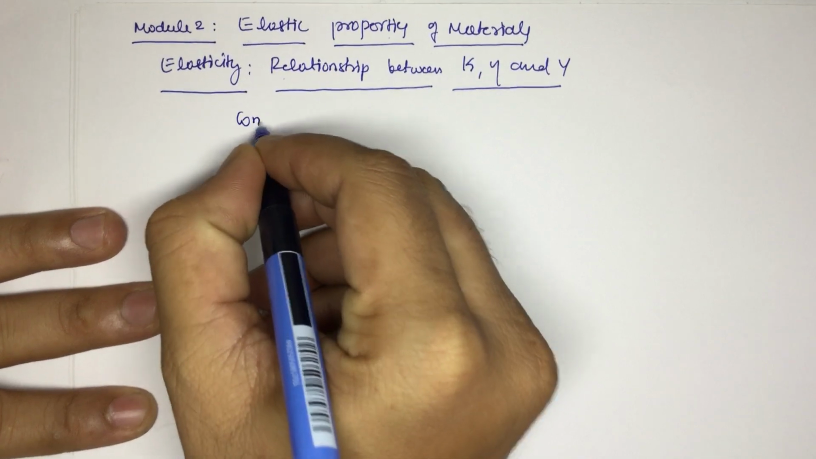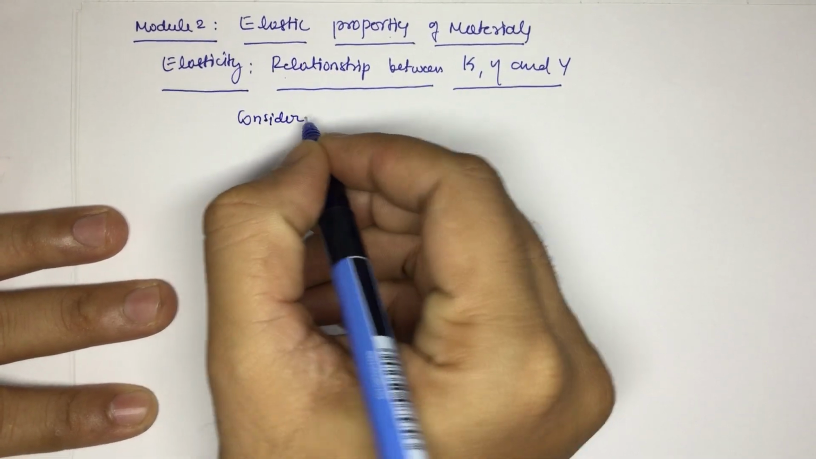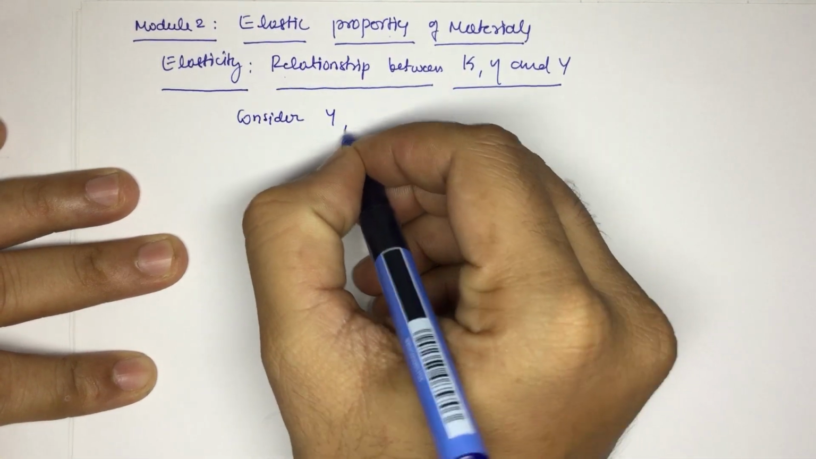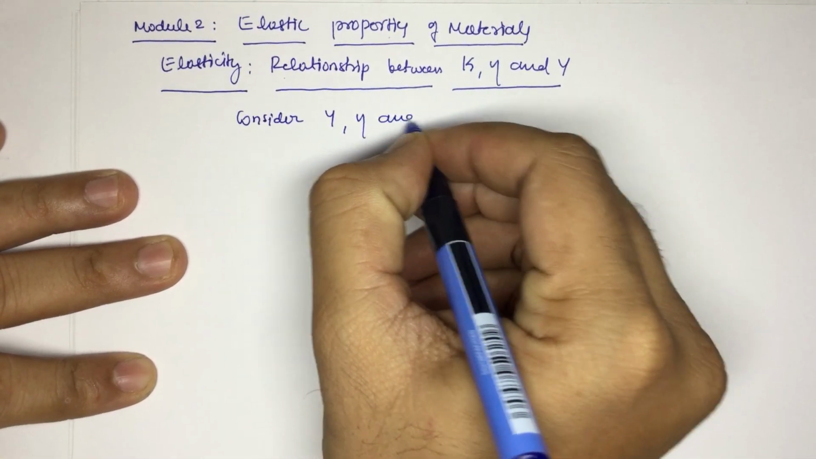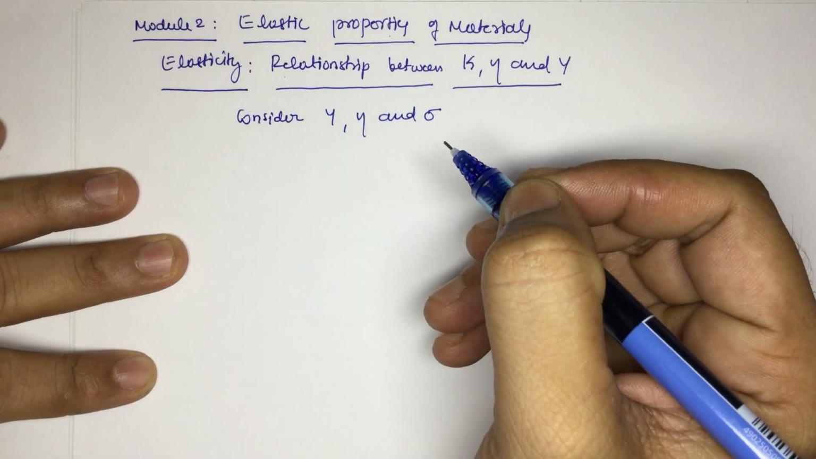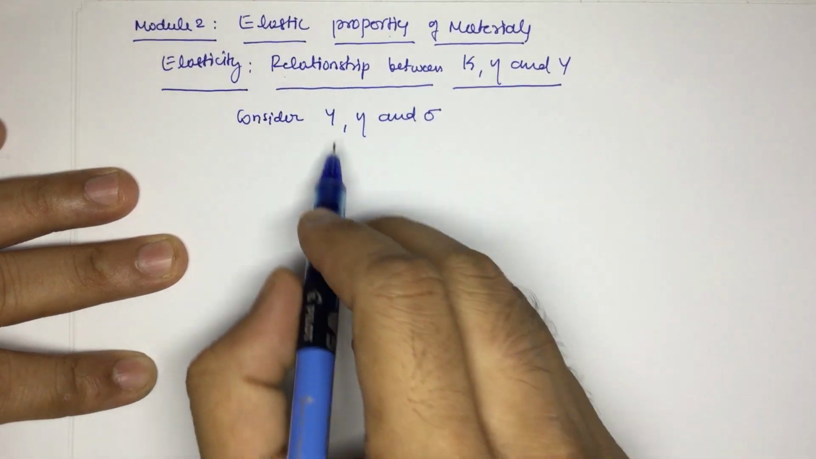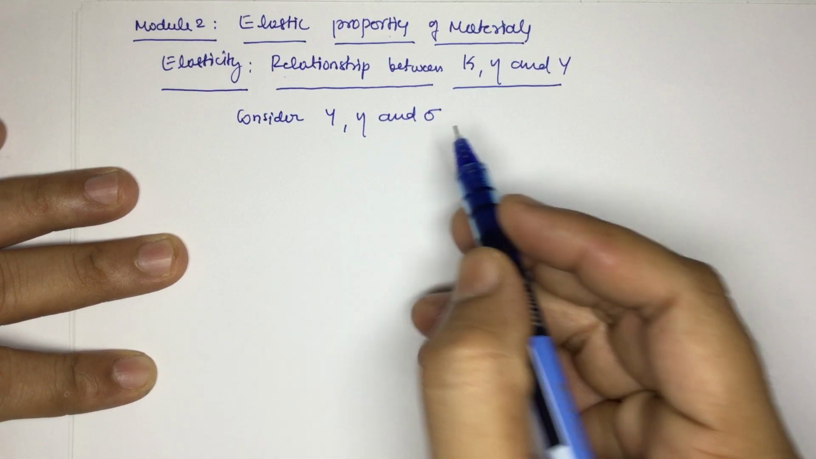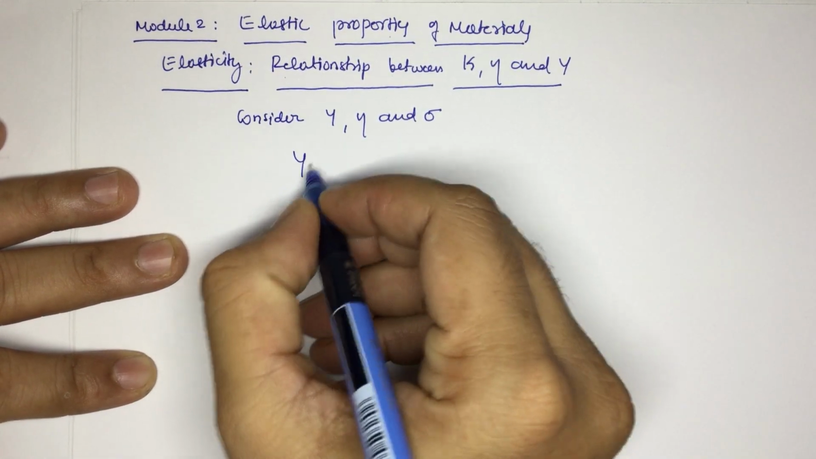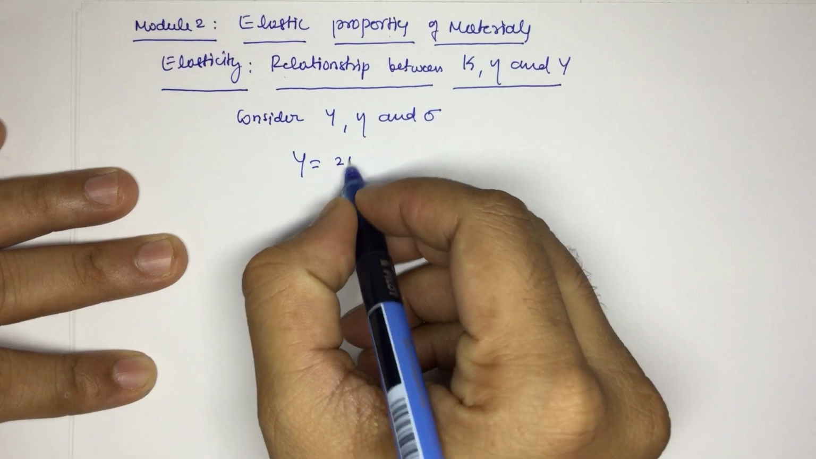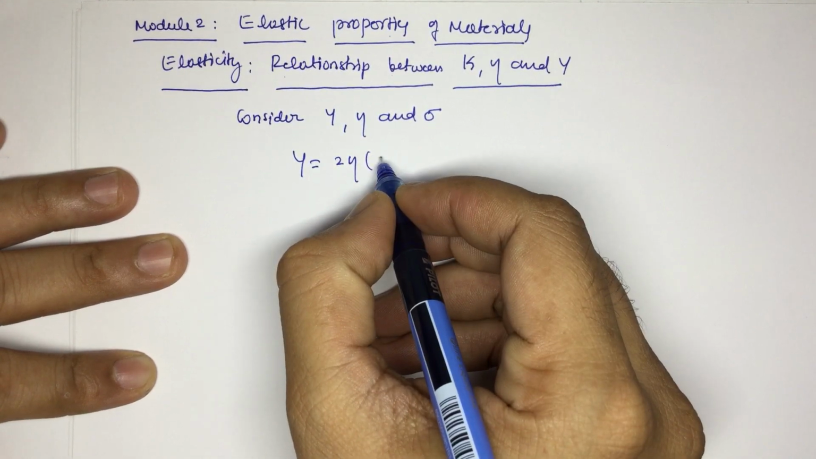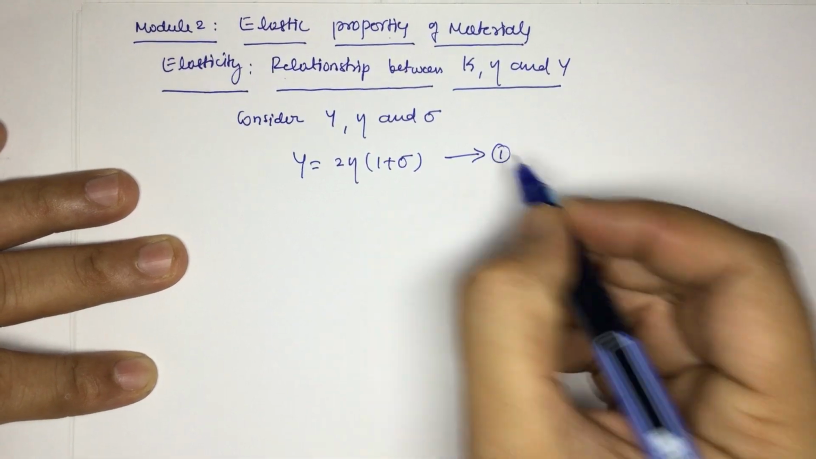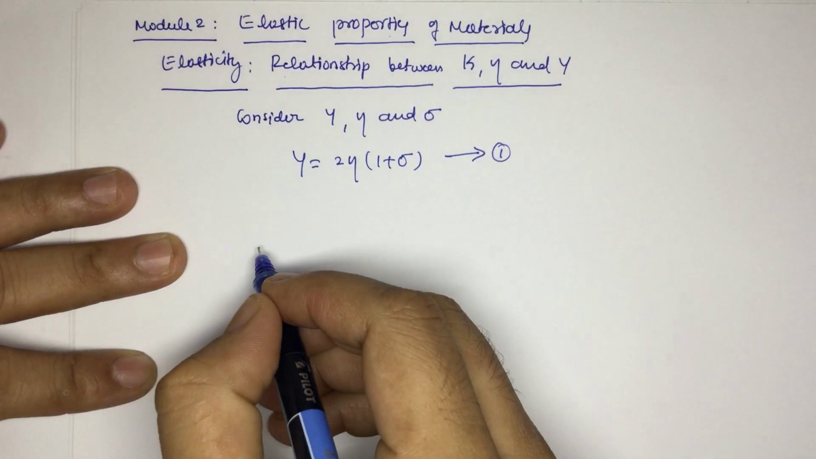Consider the relationship between y, eta and sigma. So that is the relationship between Young's modulus, rigidity modulus and Poisson's ratio. And this is given by y is equal to 2 eta into 1 plus sigma. Let us say this equation as 1.